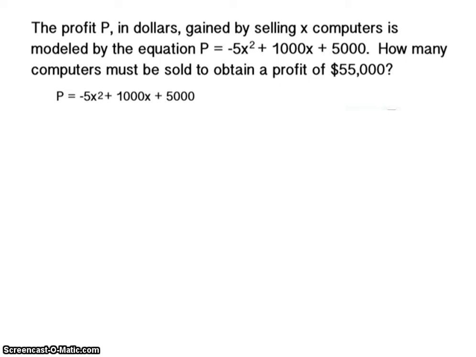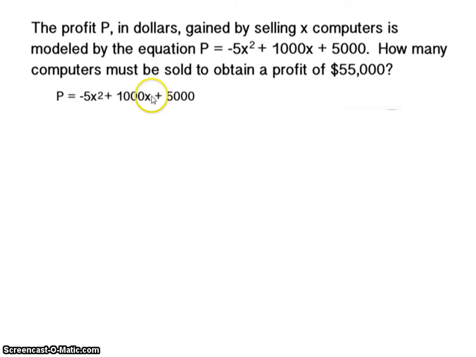The profit, capital P, in dollars gained by selling x number of computers is modeled by this equation. Profit is equal to negative 5x squared plus 1000x plus 5000. Now the question is, how many computers do we have to sell in order to get a profit of $55,000? So we've been given the equation in this case.